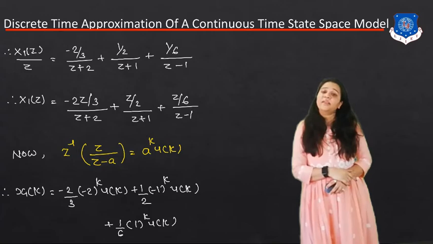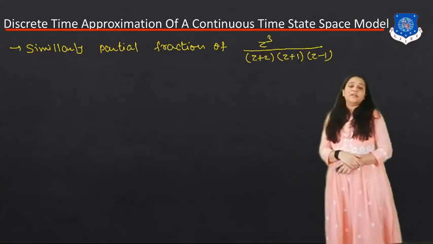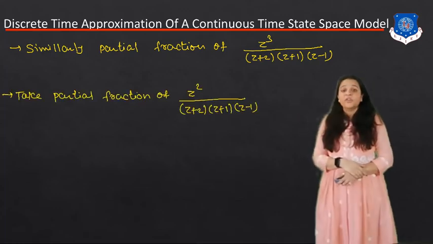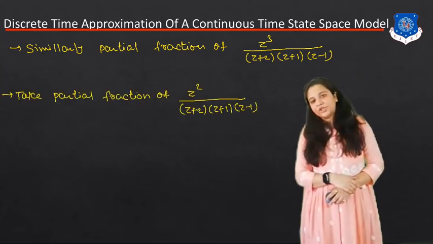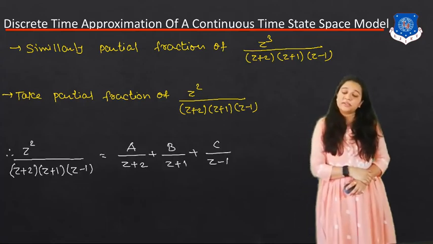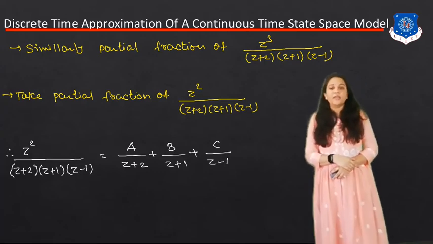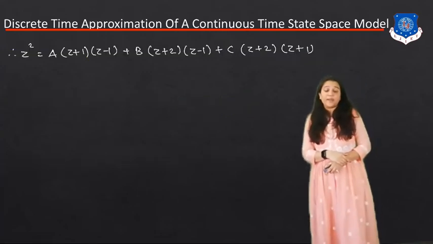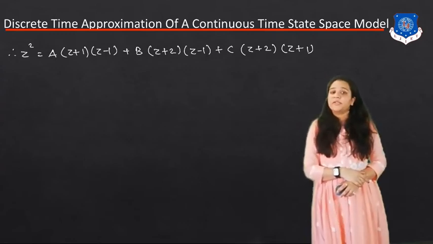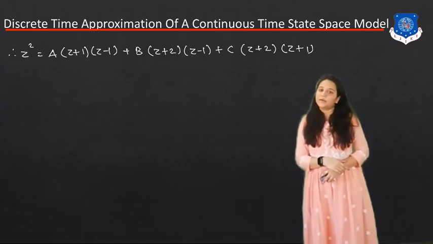Now we have to find the value of X2 of k. Okay, so a similar method is applied. First of all, we have to take the partial fraction of this term, z square upon (z plus 2)(z plus 1)(z minus 1), and find the values of a, b, c. So simplify this equation. We can get z square is equal to a(z plus 1)(z minus 1) plus b(z plus 2)(z minus 1) plus c(z plus 2)(z plus 1).